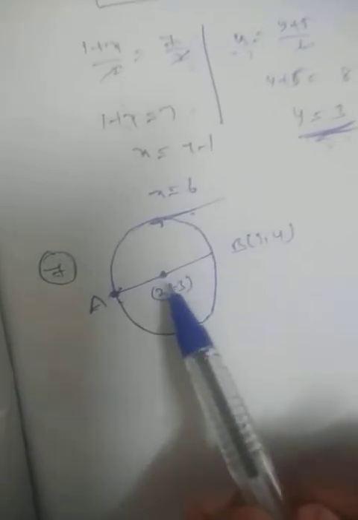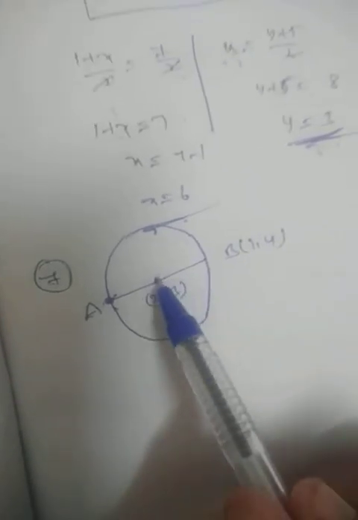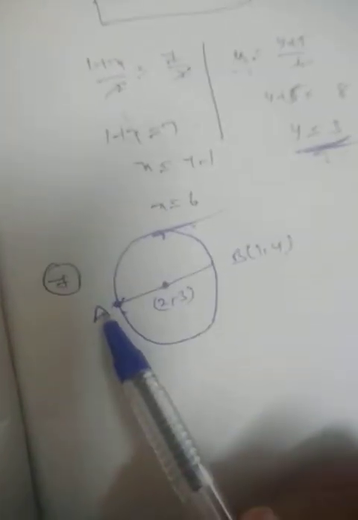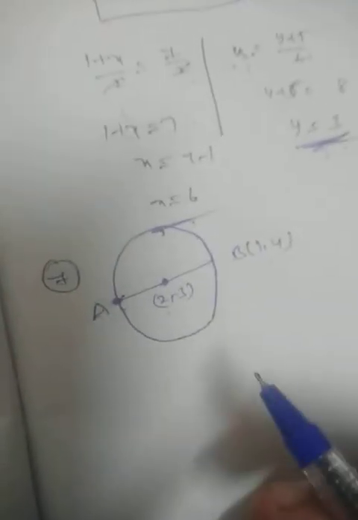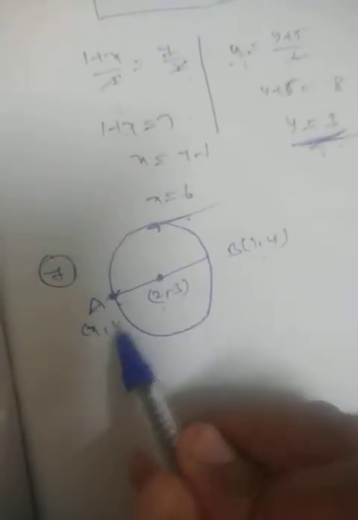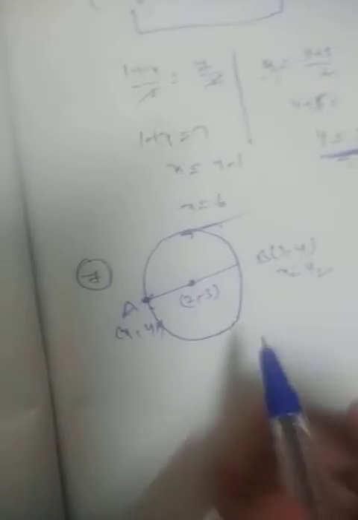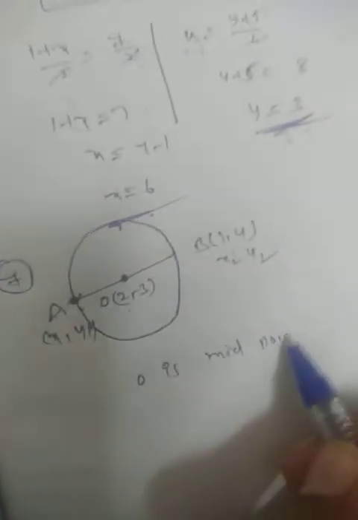So let me check it out. Already we discussed this type of question. This O will be the midpoint of the diameter. We don't have A, but we have the center and we have B. By using the midpoint formula, I am going to find it. Let me take A as (x1, y1) and B as (x2, y2). Let us make this center as O. In general, O is the midpoint of AB. So what is the midpoint formula? (x1 + x2)/2, (y1 + y2)/2.